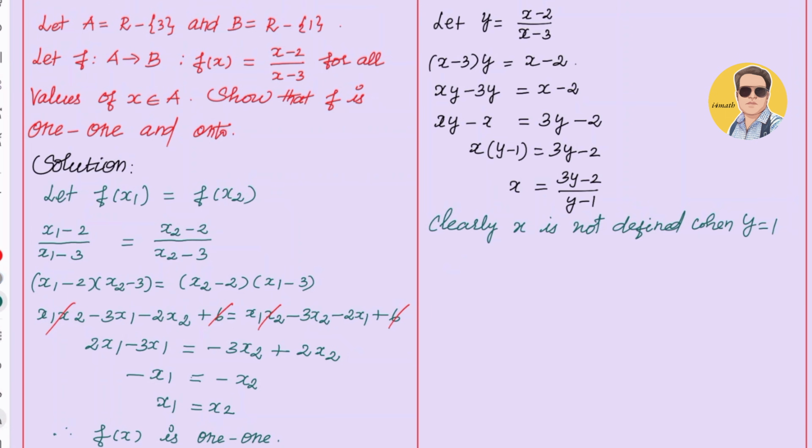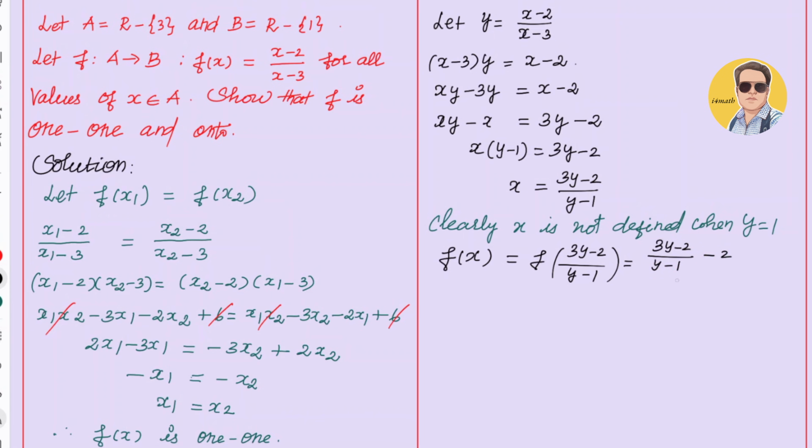Let's take the f of x which is equal to x minus 2 divided by x minus 3. Here substitute x is equal to 3y minus 2 divided by y minus 1. So f of 3y minus 2 divided by y minus 1 which is equal to x minus 2, but what is x value? 3y minus 2 divided by y minus 1, and then minus 2, divided by x minus 3. What is x value? 3y minus 2 divided by y minus 1, and then minus 3. Now let's take the LCM.